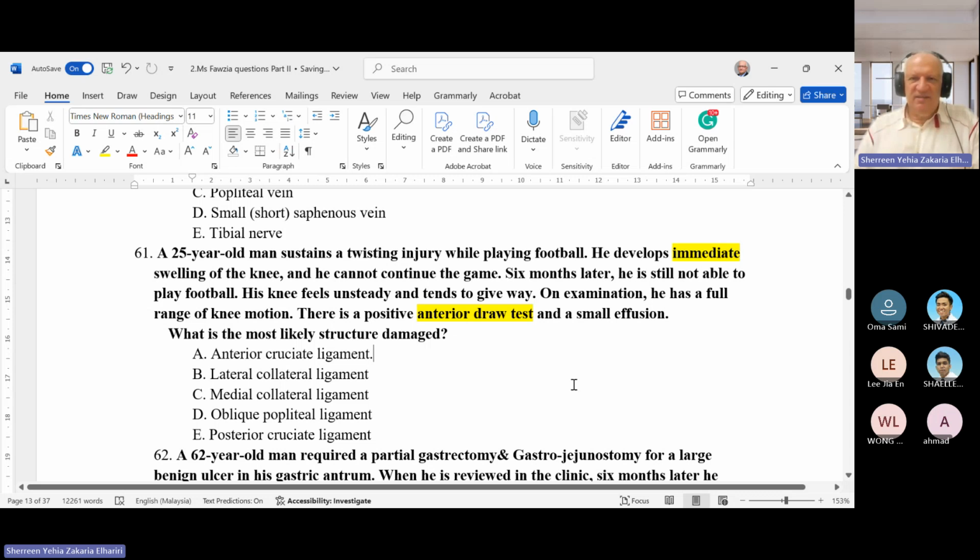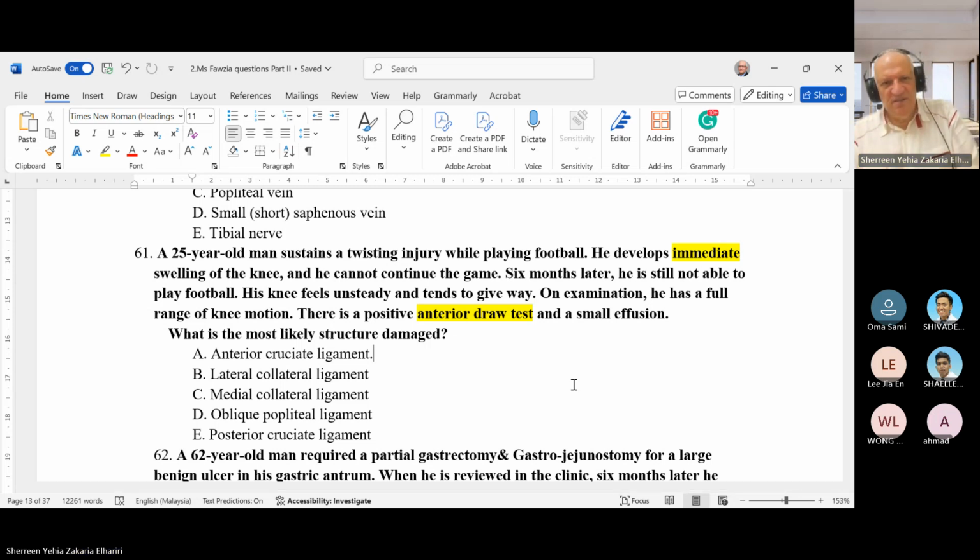First, it is immediate, so it can be anterior or posterior cruciate. But positive anterior withdrawal, so the answer now is anyone? Anterior cruciate ligament, ACL. So it is easy, this question of the knee, because sometimes it looks difficult, but again, just the rule.